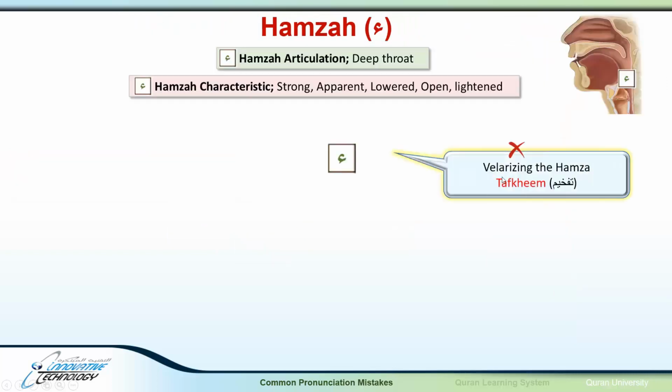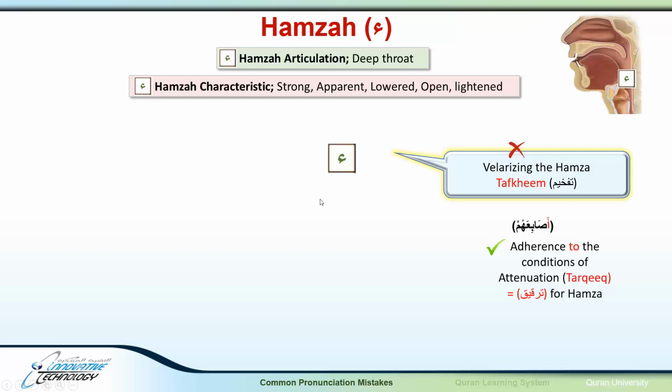First common mistake is velarizing the hamza, giving it tafkhim. Let's take an example. We're making more of a tafkhim of the a. And the right way of pronouncing it, as we're going to hear it from Sheikh Al-Husari, is أصابعهم. So we need to adhere to the conditions of the attenuation, tarqiq of the hamza. We shouldn't really velarize it.